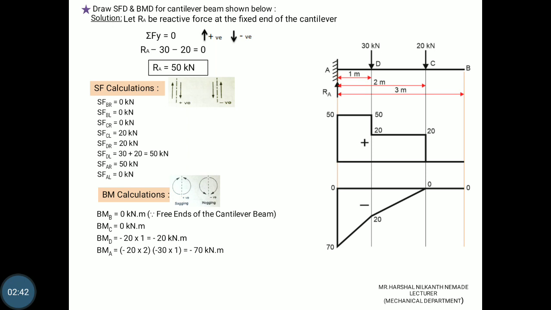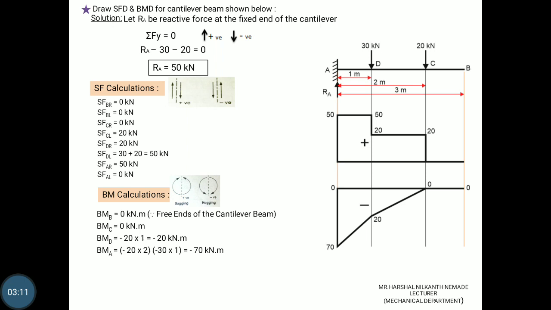So at B right it is 0, at B left it is 0, at C right it is 0, at C left it is 20, at D right it is 20, at D left it is 30 plus 20 is equal to 50 kilonewton. Okay, at A right it is 50 kilonewton and A left is equal to 0.